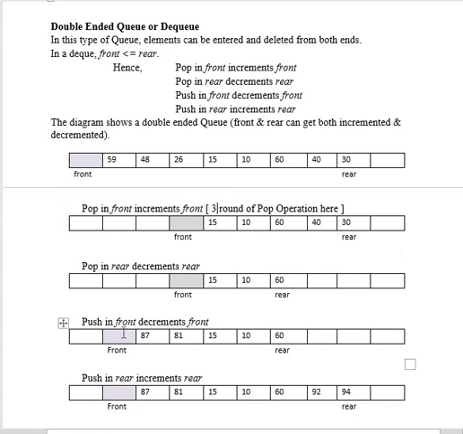What will happen if I push in front? If I push in front, then front will get decreased. Because you see, after 15, I can say 81 was pushed and then 87 was pushed, causing front to decrease 1 by 1 each time. And if I say push in rear, that means if I enter something at the rear, it is quite obvious that rear will increase. So you see, these 4 operations are allowed when it is a double-ended queue, not for any other queue. Okay?